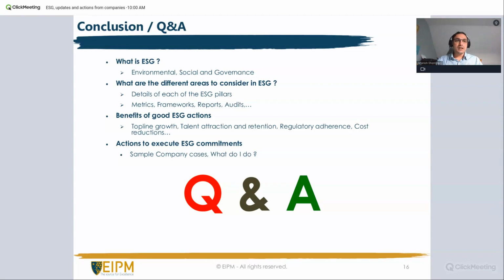You have the benefits of good ESG action, so some sample company cases as well, and of course all the benefits of top line growth, talent attraction, regulatory adherence, and even cost reductions. And of course, what do I do eventually if I have to set up? So the prerequisites, and then the action plan of choosing the right ESG framework and setting up a team, putting in measurable goals, milestones, and then eventually working on your action plans.